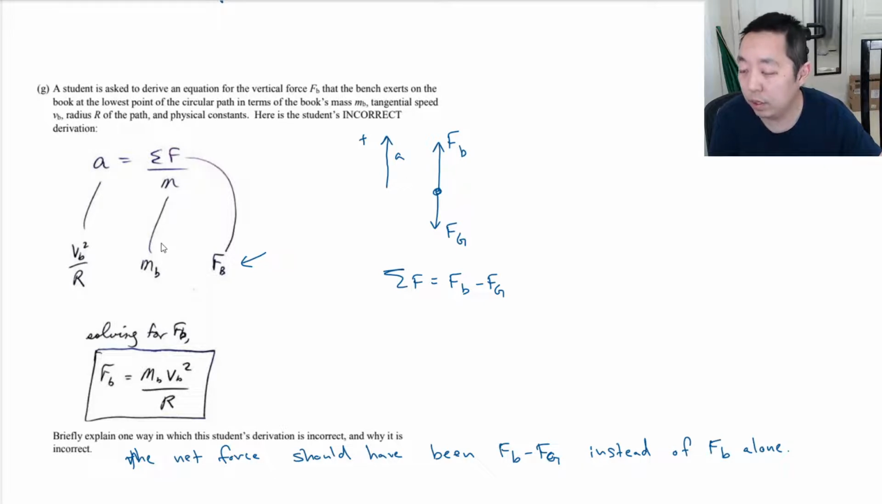Is there anything else wrong with it? I hate checking someone else's work. Even though I'm a tutor, I usually have to do it myself, and then I make sure. So if I were to derive it, I would say net force is FB minus FG. That's equal to M V squared over R. VB is tangential speed, R is the radius of the path. I think everything else is right. I don't see anything else wrong other than that part. Maybe he just didn't solve it correctly. Because you have this minus FG, you would have to add FG to that side.